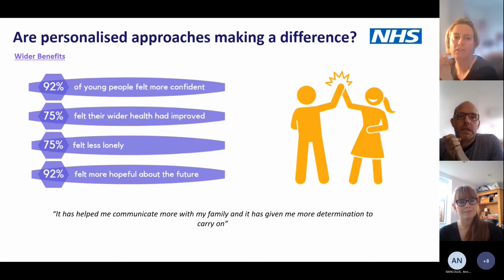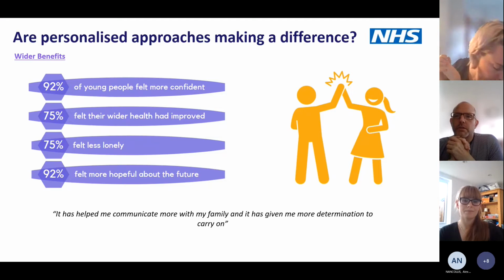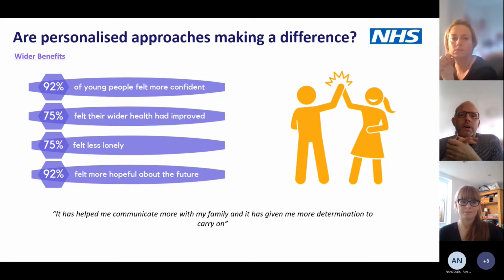And the next slide here. Again, there's some of the wider benefits as well. They're often things that are very difficult to measure and quantify. There are a lot of the young people, 92%, they felt more confident. Similarly, feedback around the wider health had improved, reductions in loneliness, and actually feeling more hopeful, which is all really positive and encouraging stuff.